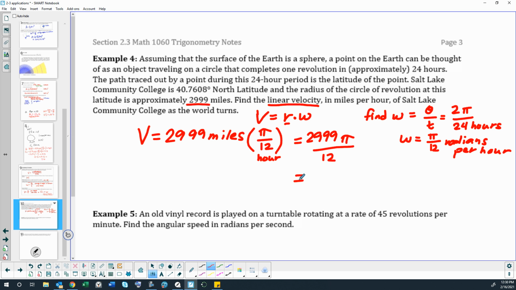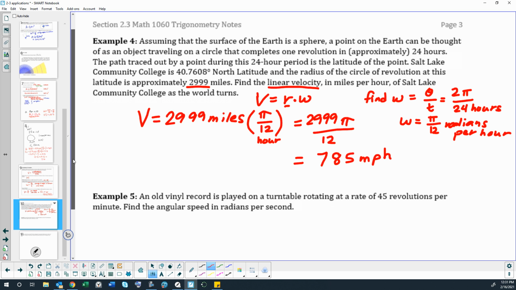So how fast is Salt Lake Community College, and thus us probably, it's probably not much different where we are here. How fast are we going? Without even realizing it, by sitting still. Yeah, isn't that crazy to think about? That this is happening and we don't even know it because it's just part of our world. It's just part of what's happening. It's very, very interesting to me. Okay, does that make sense? So there's an example of just using that linear velocity from angular velocity and radius formula.